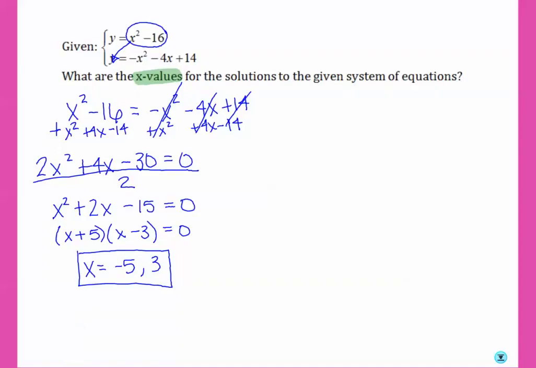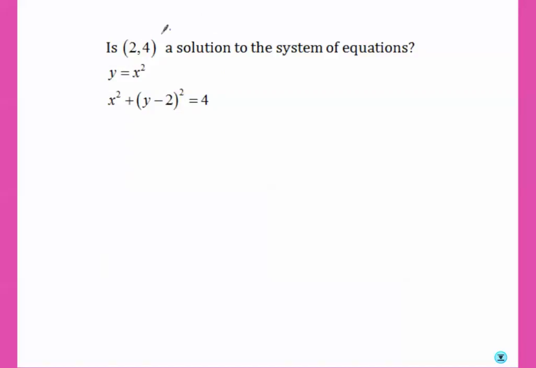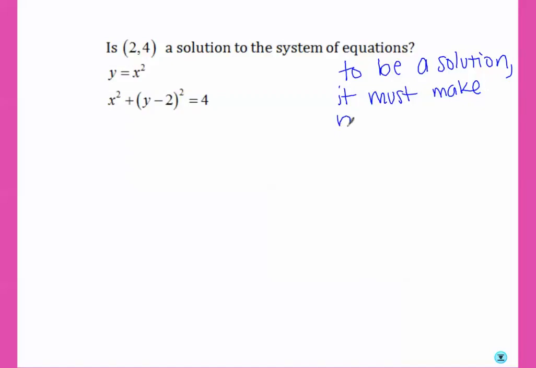Now our final example is something a little different. It wants to know if (2, 4) is a solution to the system of equations. So to be a solution, it must make both equations true. So in our coordinate, the 2 is our x and the 4 is our y.